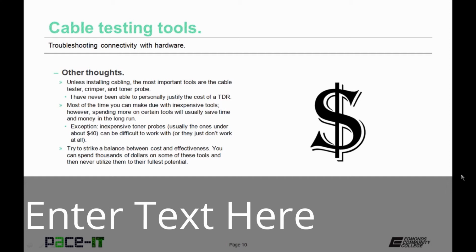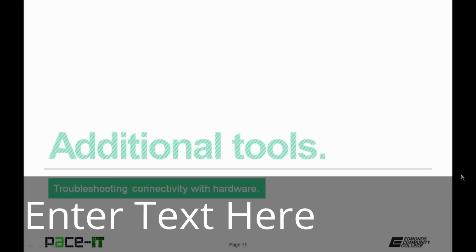An exception to the inexpensive tool rule are toner probes. Inexpensive toner probes can be difficult to work with, or they just don't work at all. I would recommend stepping up and spending a little bit more for your toner probe. Try to strike a balance between cost and effectiveness. You can spend thousands of dollars on some of these tools, especially TDRs and OTDRs, and never utilize them to their fullest potential. The next topic is additional tools.